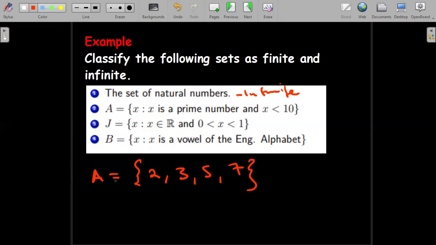So this here is a finite set because I can count these elements: 1, 2, 3, 4. Meaning the cardinality of this set is just 4. This is the cardinality, the number of elements in the set is just 4. Okay, then let's look at J.